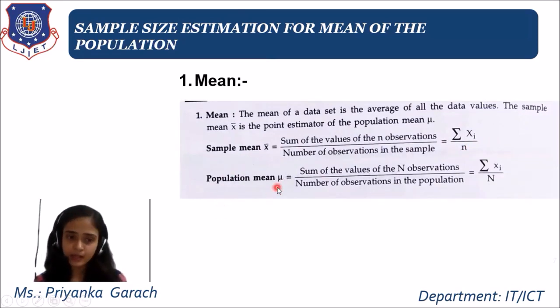Similarly, the population mean is calculated, but it is indicated by the symbol mu. That is the sum of all the values in the observations divided by the number of observations in the population. That is the summation of each value divided by the total number of observations in the population, which is given by capital N, and the total number of observations in the sample is given by small n.